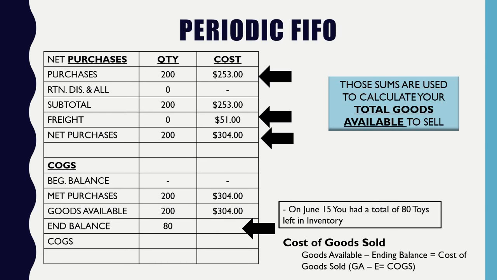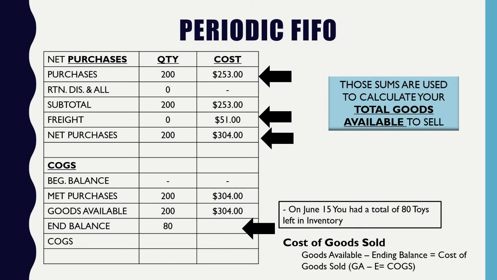Now, these four things are what you're going to place in your inventory worksheet, just like we see in this image right here. The first thing you want to do is fill out how many goods you actually have available. So in this case, I made a purchase of a total of 200 items. The purchase price here is going to be the 253.